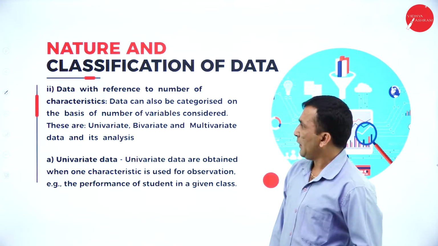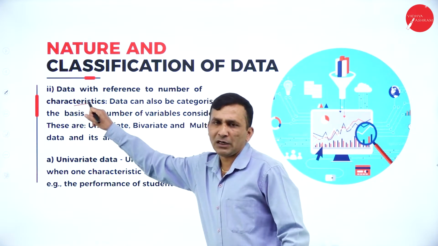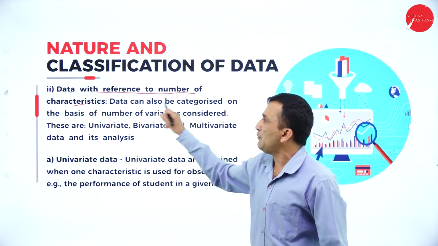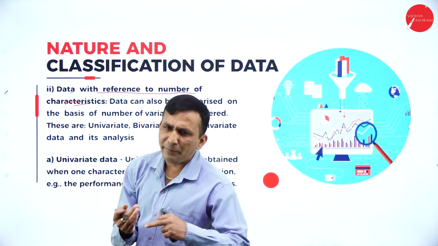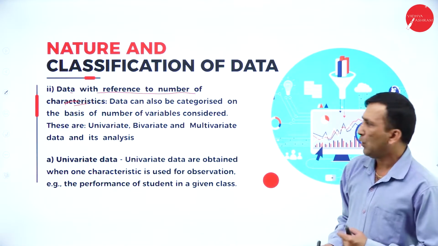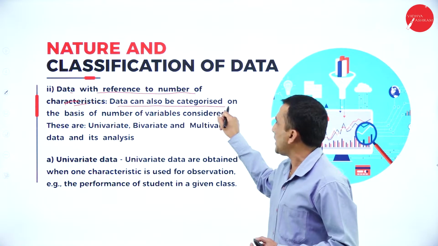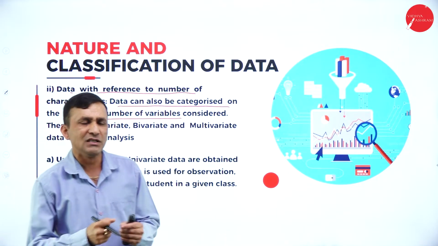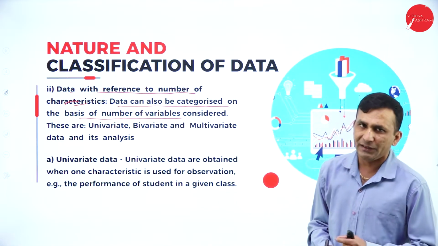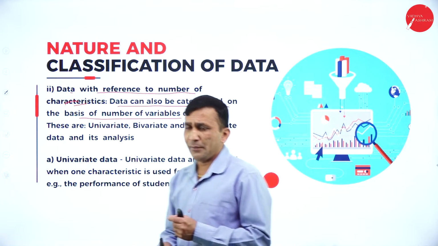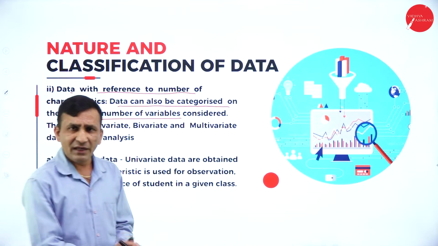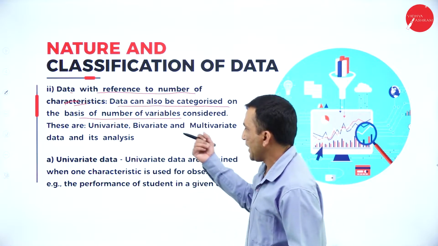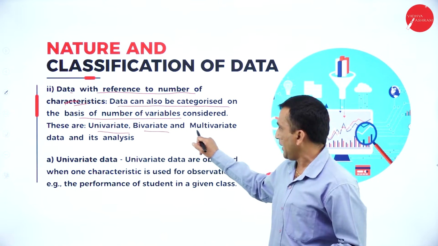Moving forward to the characteristics related to the data. How can we study the data with reference to the number of characteristics? We are going to study 3 characters. The data can be categorized on the basis of the number of variables, that is, how many variables keep on varying. If it is one variable, we can say it is univariate. If 2 variables are there, it is bivariate. If 2 or more variables are there, it is multivariate. So like this we can classify univariate, bivariate, multivariate.